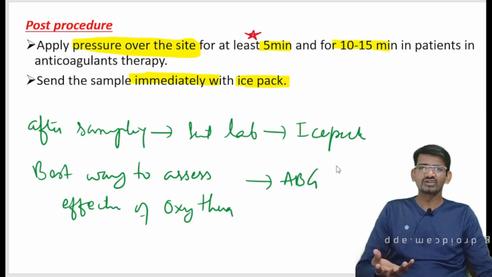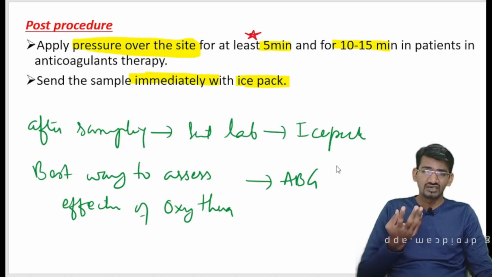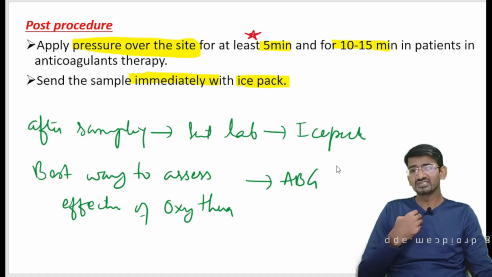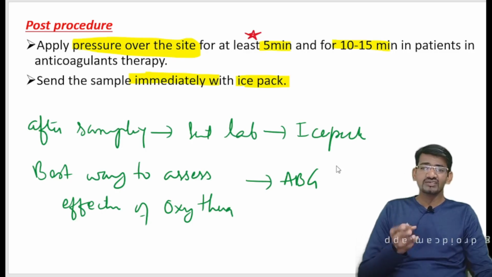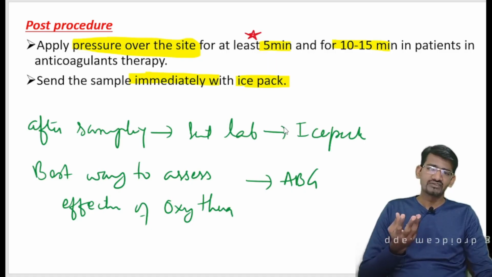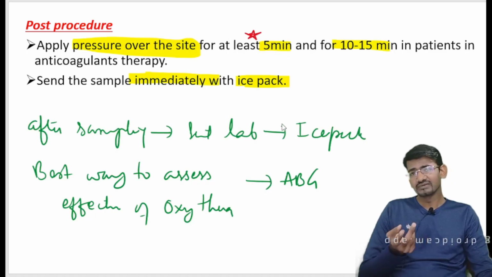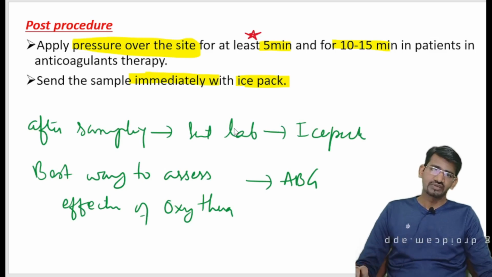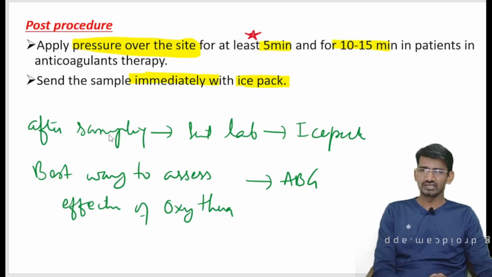So if the patient is on oxygen therapy, or non-invasive ventilation, or a mechanical ventilator, whether this oxygen therapy is effective for the patient or not can be easily assessed by noting the ABG, because it will identify the value of the carbon dioxide, the value of the oxygen, and even the pH. And even the bicarbonate is also noted in the ABG. So that is why it is considered to be the best way to assess the oxygen therapy.